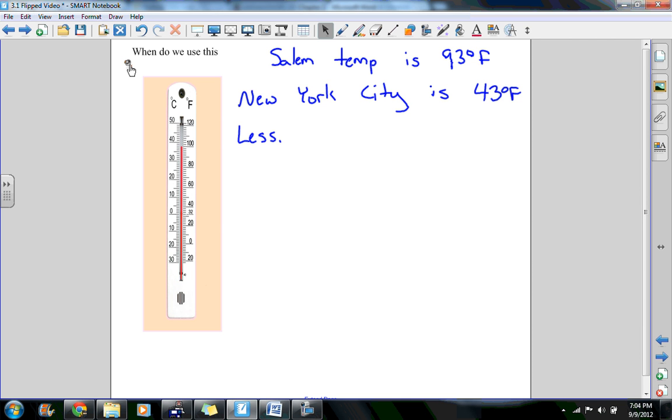The Salem temp is 93 degrees, but New York City's temperature is 43 degrees Fahrenheit less. So we have to create an equation and then solve the equation. So I'm going to represent Salem's temp here with 93 degrees, and New York City's is 43 degrees less. So you could subtract 43 degrees, and that's going to equal x, where x equals NYC temp. Okay, that's one way to solve it.